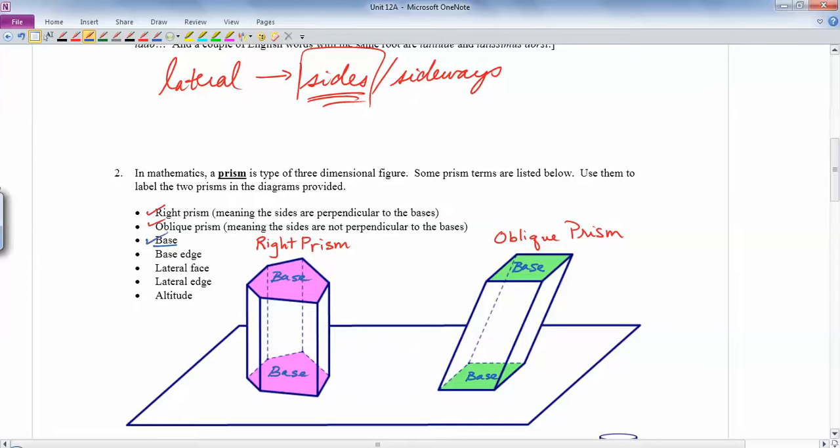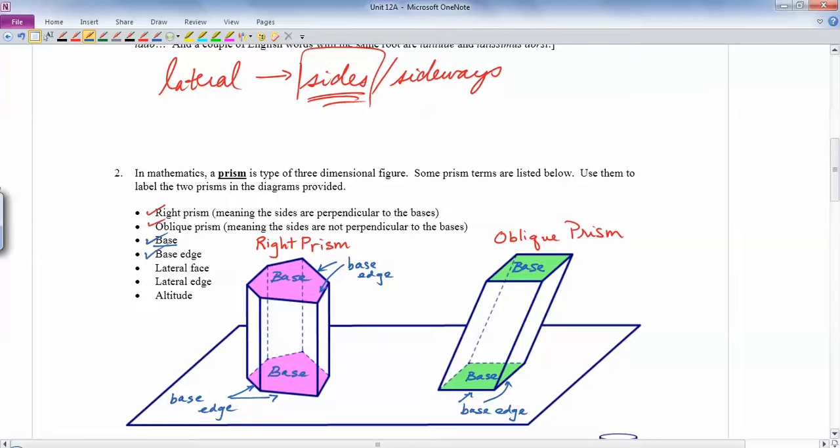Okay, so we've got base. Base edges are what they sound like. They're the edges of the base. So base edges would be things like these. Base edge. This one would have 4 base edges going around here. Base edge. It's just the edge of the base. There would be base edges up here too. So these are base edges. You get the idea.